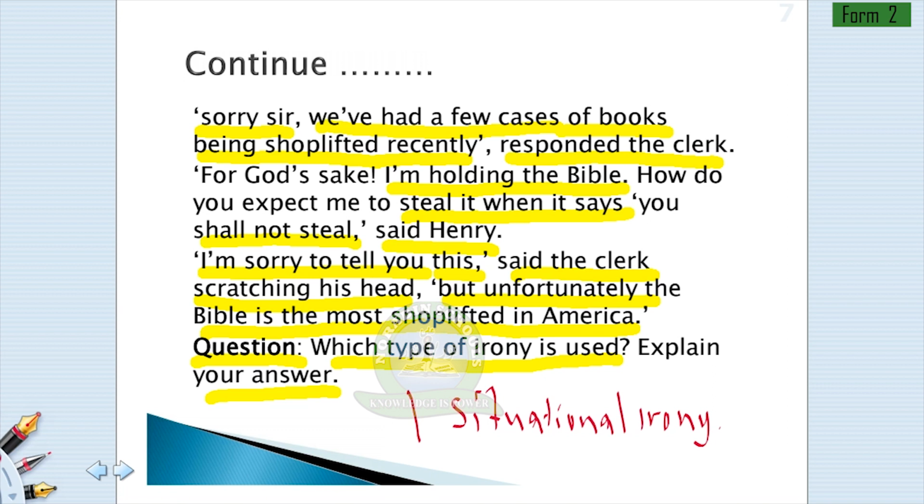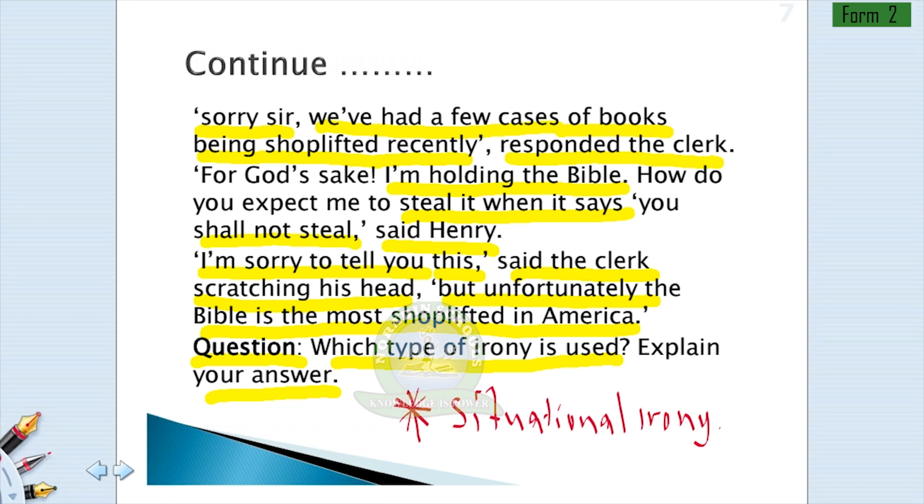This is situational irony. It is unexpected results. He thought that Mr. Henry was a thief and he was taking the book. But unfortunately, he was looking for a book to read, and there were so many cases in America that Bibles are the most shoplifted books in America.